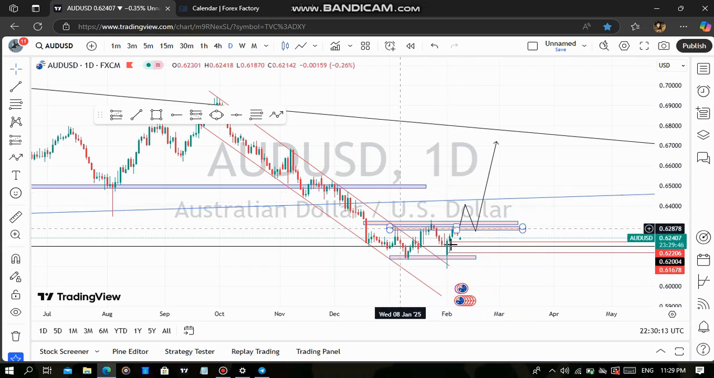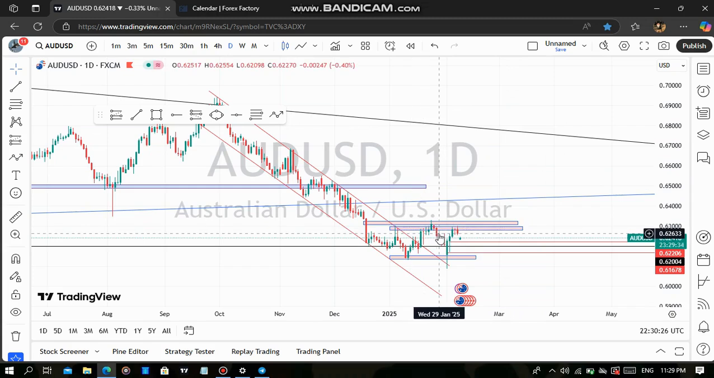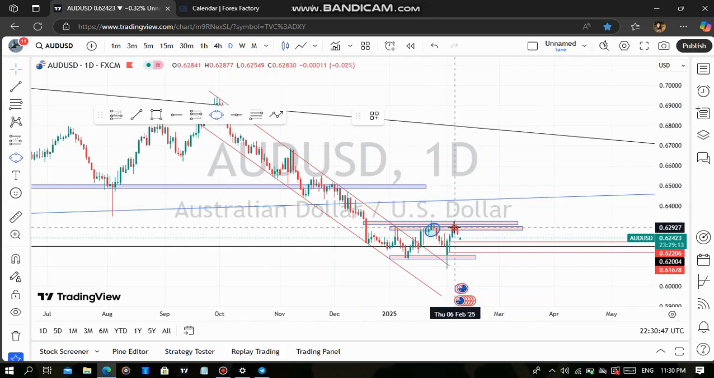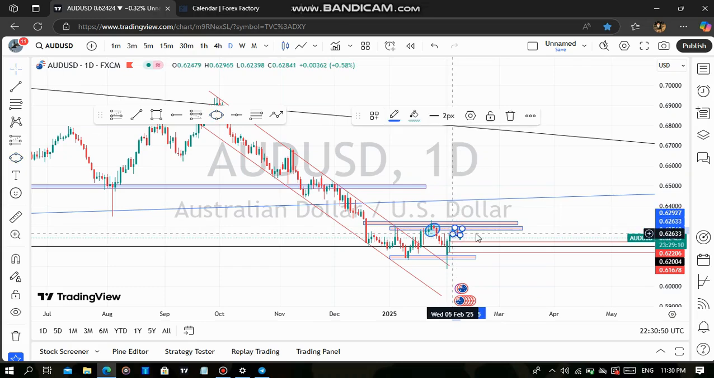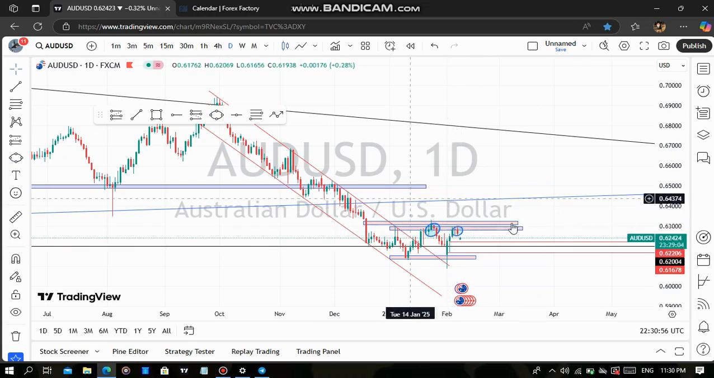So with this neckline still standing as a resistance, price can continue its downward movement, giving us a continuation chart pattern for a downtrend, which is double top. We can see this to be the first top and this to be the second top. Let me mark it out. This can be our first top, and this can be our second top, giving us the double top pattern. And double top pattern is a continuation pattern for downtrend.